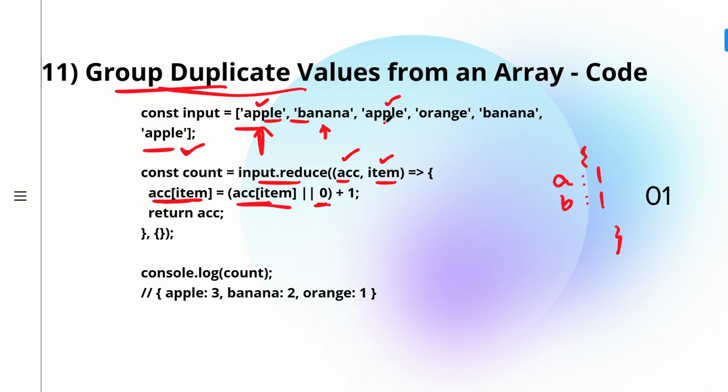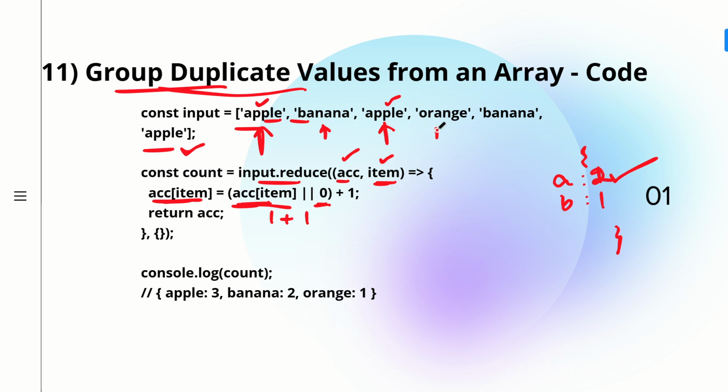Then again you have come to apple. Now your item is apple, right? So you're checking accumulator of apple. Is there anything called accumulator of apple? Yes, it's there. So you will have value 1 here. Then since it is a truthy value, this or doesn't matter. Then your answer will be 1 plus 1. What is 1 plus 1? It is 2. So you are storing 2 here instead of 1.